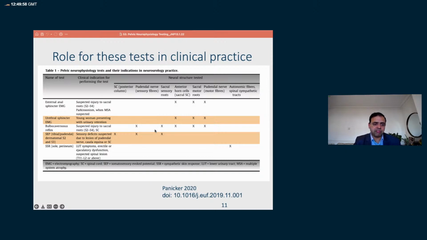There are specific indications for performing these tests, but in a neurourology unit, you will find that these sort of clinical questions will come up time and again.